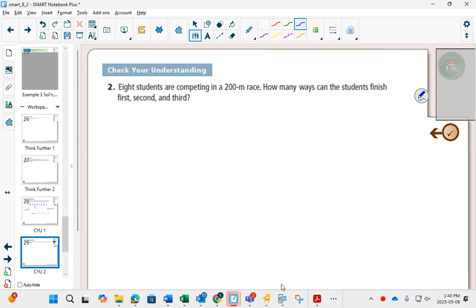And there's prizes for first, second, and third. The rest they don't care about, right? They get medals, first, second, and third. The rest is like, good job. How many ways can they finish first, second, and third?